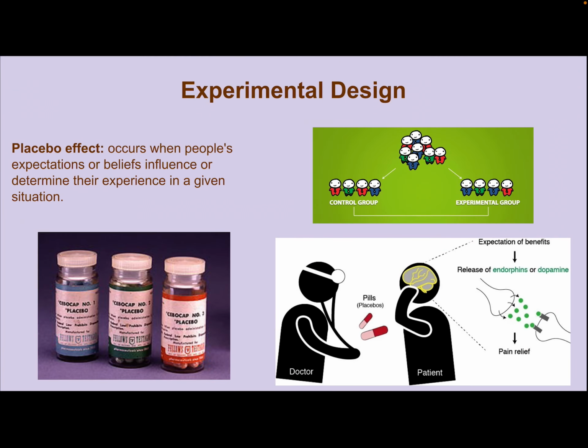At the bottom in C, we see one that's not valid, but it is reliable. They hit the same spot every time, but it wasn't where they were supposed to hit. And finally, D shows valid and reliable. They hit right where they were supposed to hit, and they hit the same spot every time.